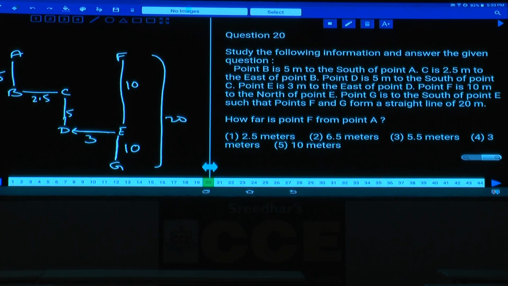Then question number 20, how far is point F from point A? Now we need to find out the distance. What is the distance here? This is 2.5 and this is 3, and in total 2.5 plus 3 is 5.5, that is choice 3.